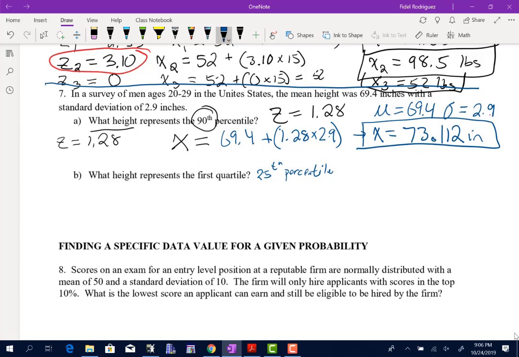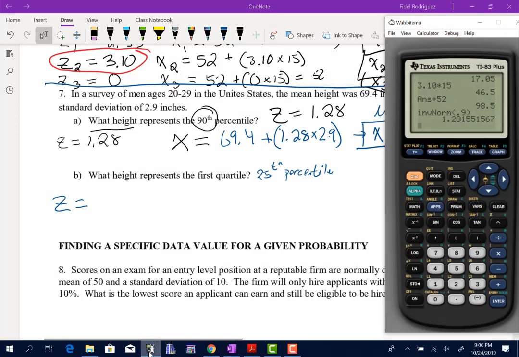So guys, think about what we did in problem A. We know what the area is. We want to find our z-score. So the first thing we're going to do is find our z-score for the 25th percentile. Everybody agree we're going to go to inverse norm again? Okay, so we're going to go second bars, scroll down to inverse norm, hit enter, and type in 0.25.